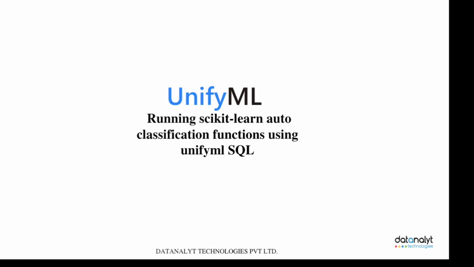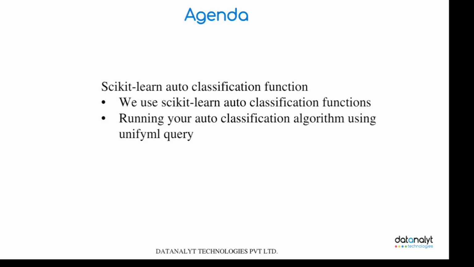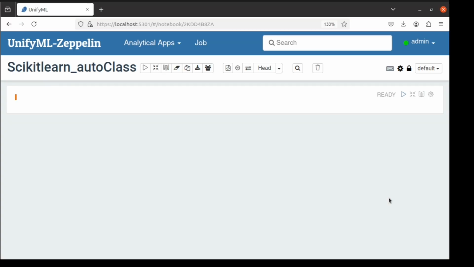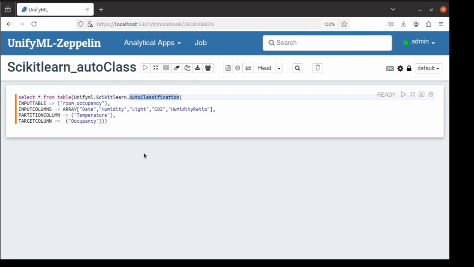In this video, we'll discuss running the Scikit-Learn auto-classification function using UnifyML SQL. We will use the Scikit-Learn auto-classification function algorithm through a UnifyML query. Here, we run the Scikit-Learn auto-classification function using UnifyML SQL. Let's now look at the simple Scikit-Learn auto-classification function.